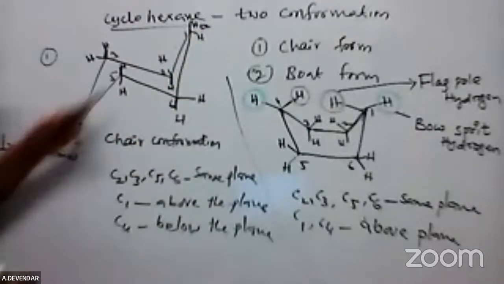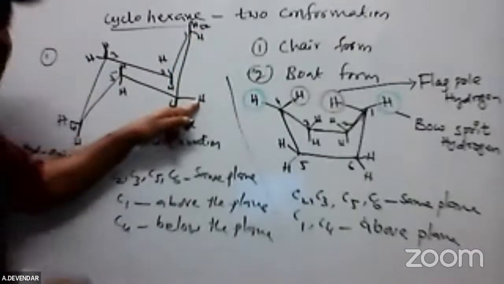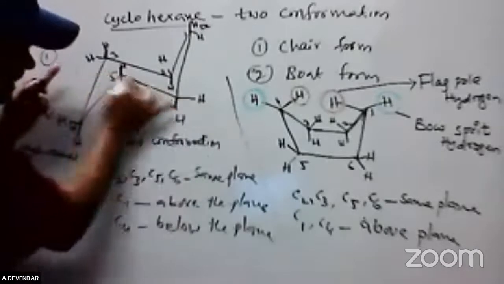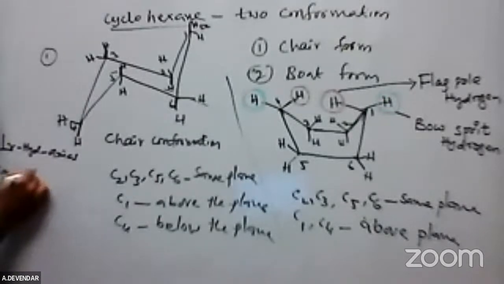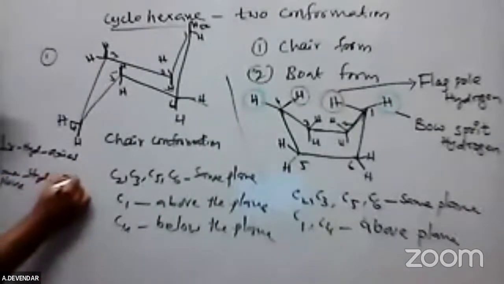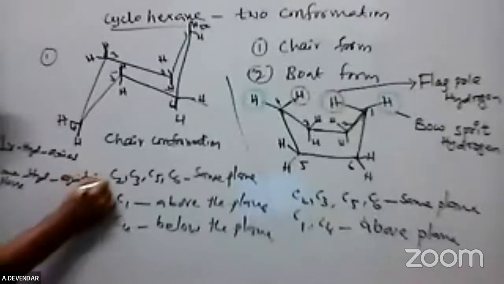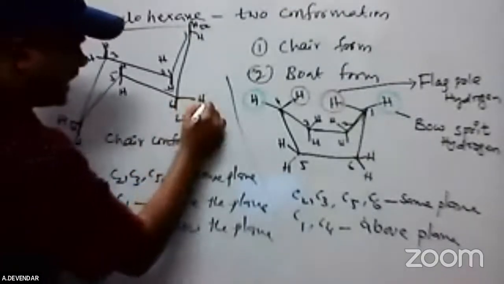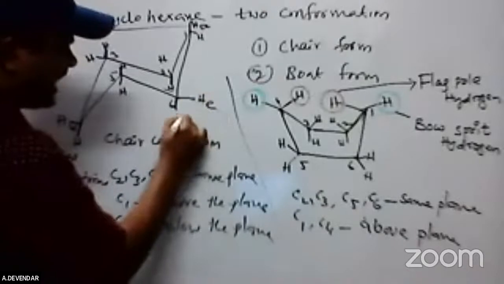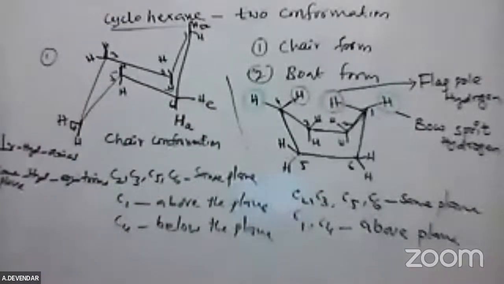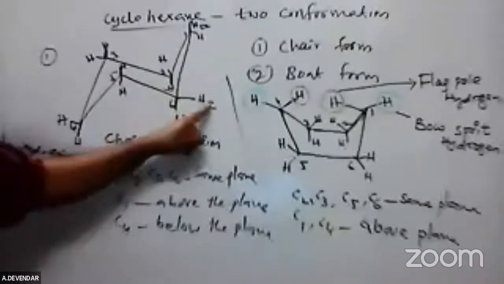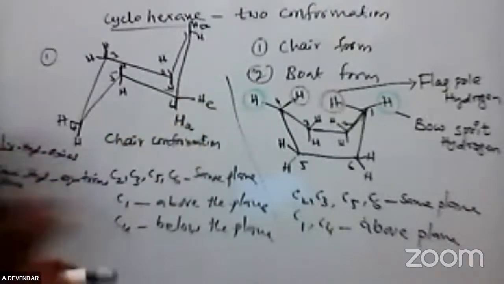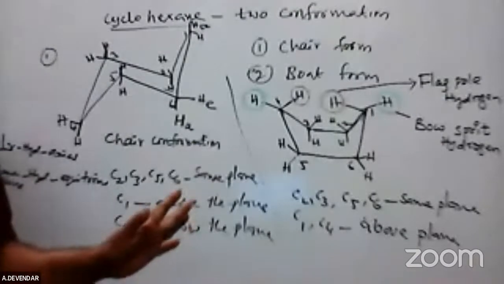Okay, and another hydrogen lies on the same plane. The hydrogen in the same plane is called the equatorial hydrogen. I am using E for this hydrogen, and A for this hydrogen. See friends, every carbon atom has two hydrogens: one is the axial hydrogen, another is the equatorial hydrogen. There is no repulsion between the axial and equatorial hydrogen.